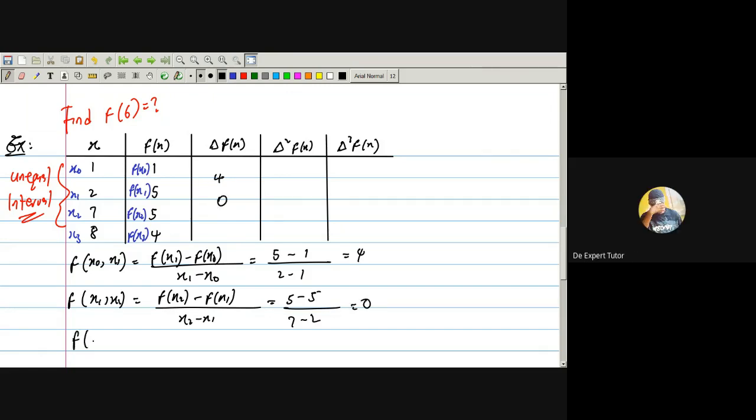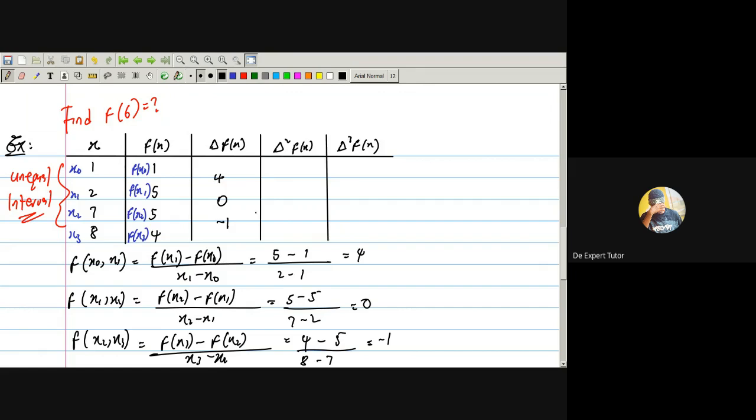Next, what do we have here? I know that f of what? x2, x3. Exactly. So that's f of x3 minus f of x2 over x3 minus x2. What's my f of x3? 4. Minus f of x2, 5. All over what do we have? 8 minus 7, that's 1. Minus 1. Nice. And we have gotten that one.